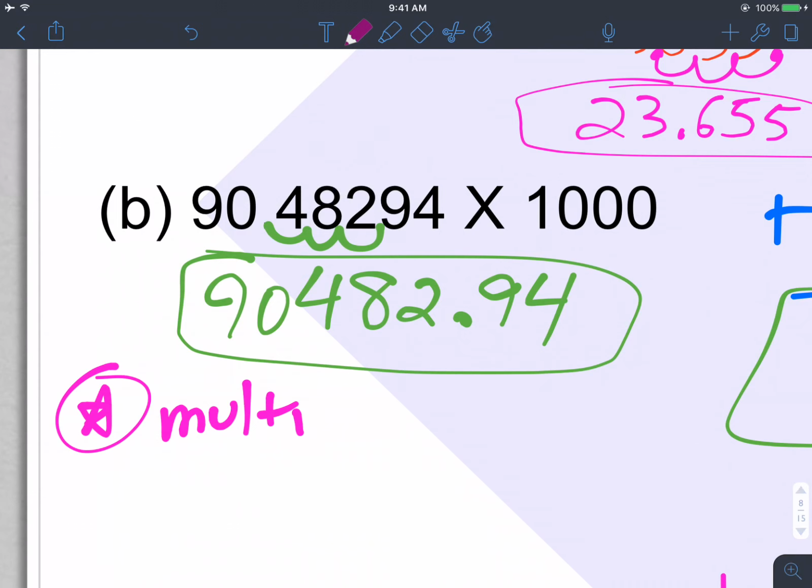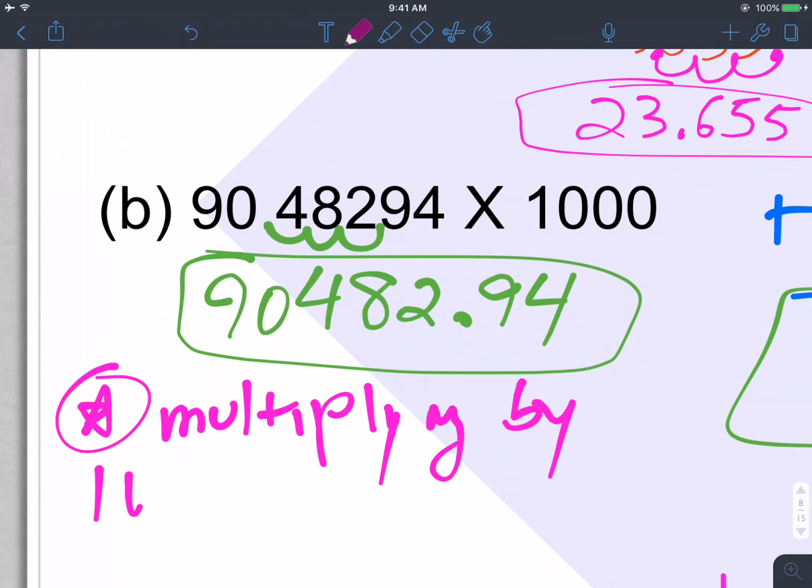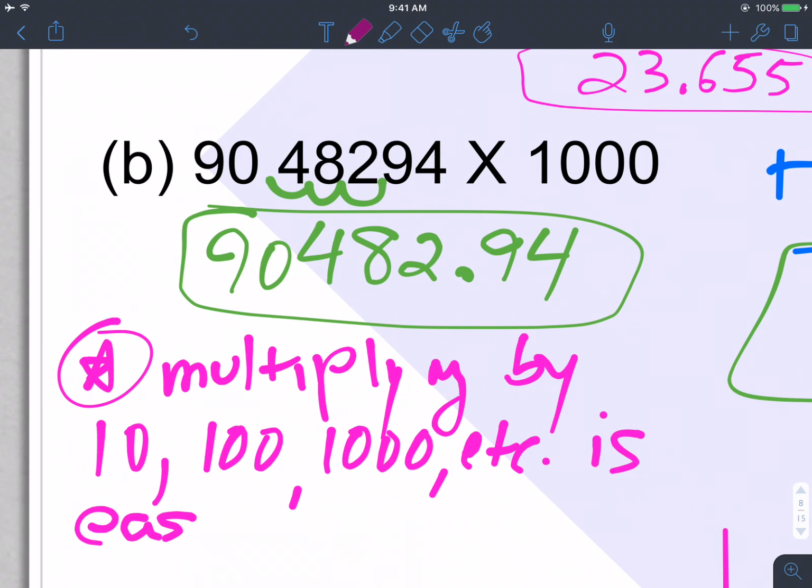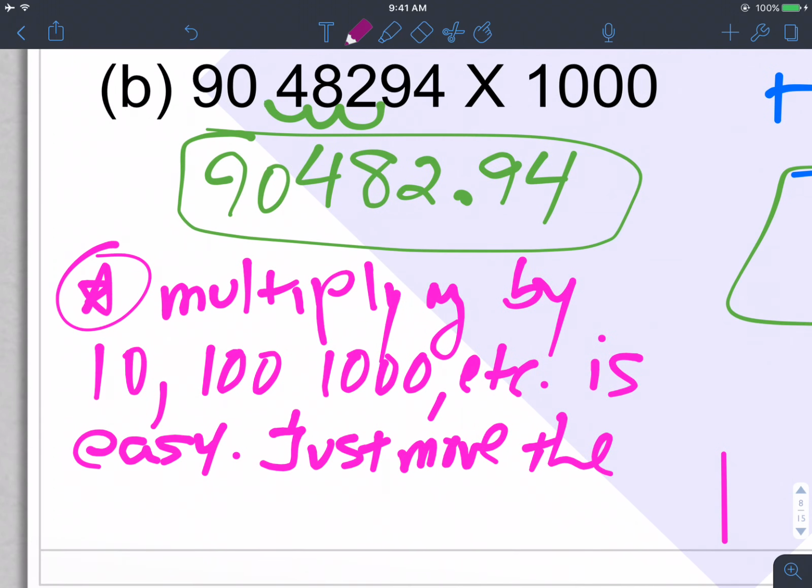Remember, multiplying by 10, 100, 1,000, etc. is easy. Just move the decimal point.